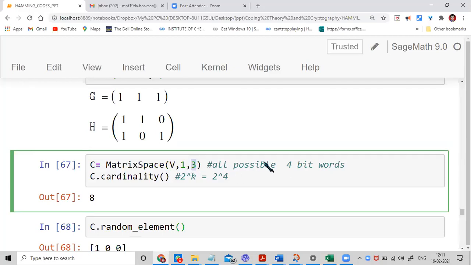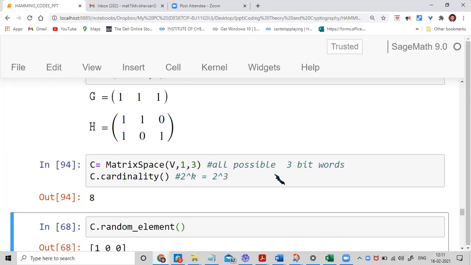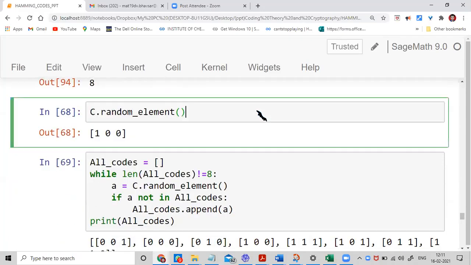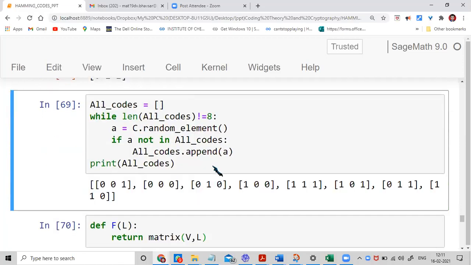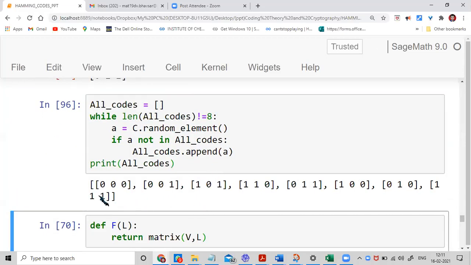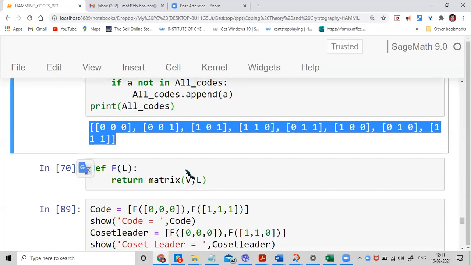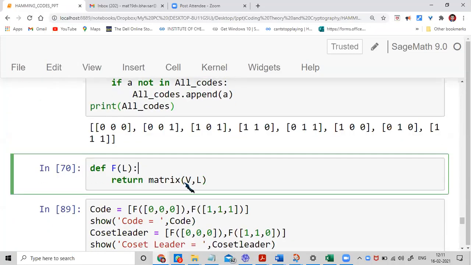So all the possible... actually I had done this for 4-bit first. Okay, that's why it is this. So cardinality is 8, and we can have the elements. So I have written a code for getting all the codes in that. Very good. So these are the codes. This we can actually extend if I need to write a function to get the element in G2. So I have written this code.